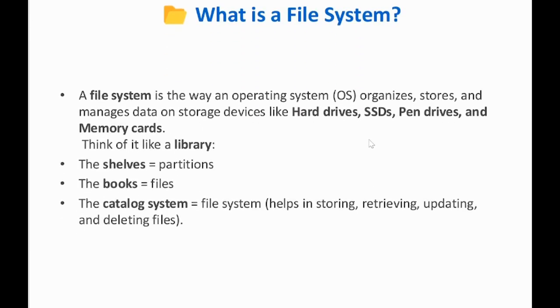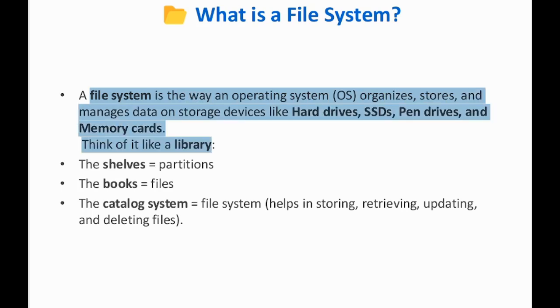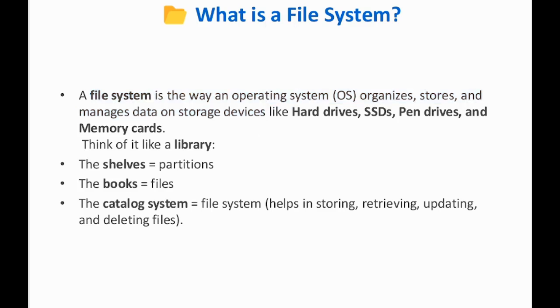First, what is a file system? A file system is a way an operating system organizes, stores, and manages data on storage devices, like hard drives, SSDs, pen drives, and memory cards. So in this, you can store the data. Okay, so this is the file system.